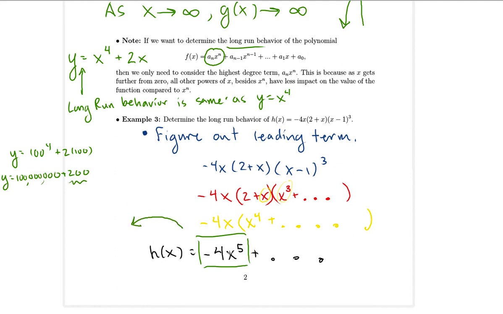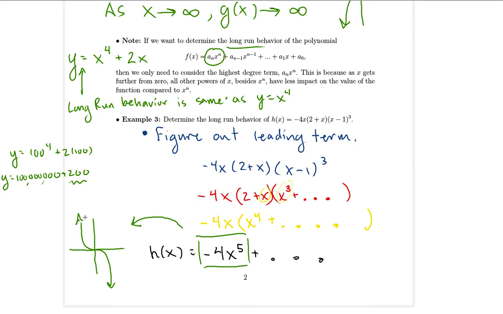Well, it's an odd power, right? So when there's an odd power, you're going to have negative on one side and positive on the other. But there's also this negative out front. And what does a negative do? It vertically flips the graph. So what we have here is that this one's going to have this sort of behavior to it.